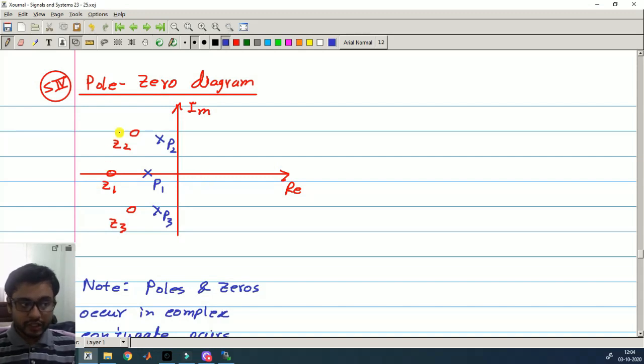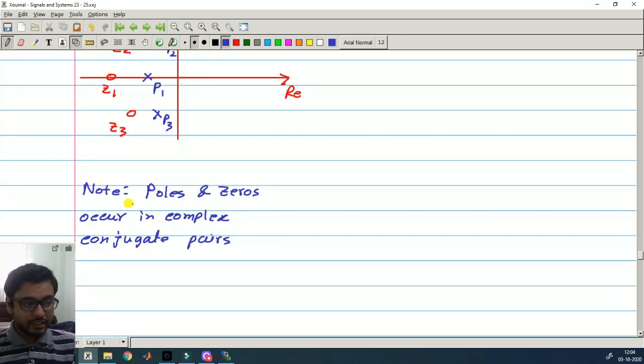Same is true for zeros. Zeros must also occur in complex conjugate pairs. Either they are completely real, like this Z1, which has no imaginary part, but Z2 has an imaginary part, so this is a truly complex number. So there must be another zero Z3 which is the complex conjugate of Z2. So poles and zeros are either purely real or they occur in complex conjugate pairs.